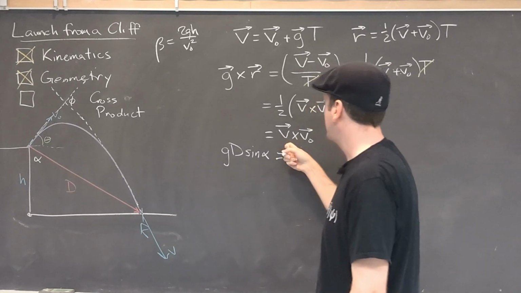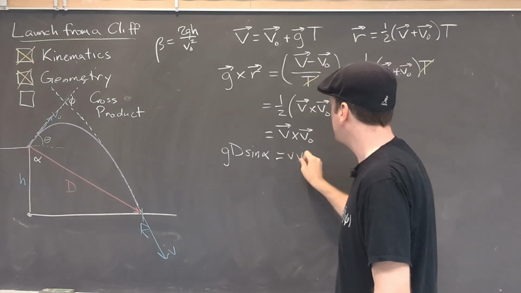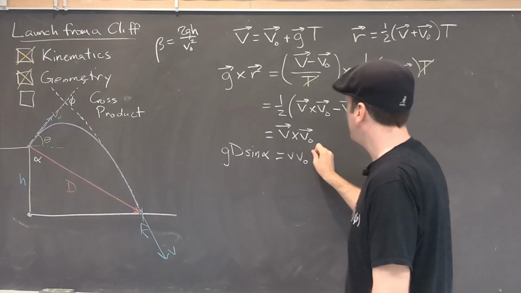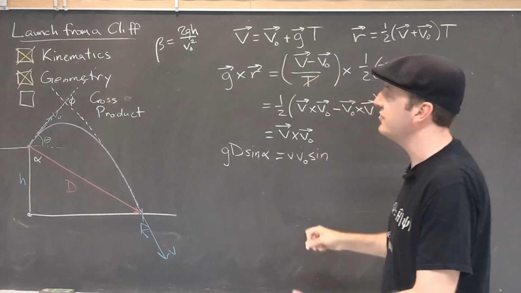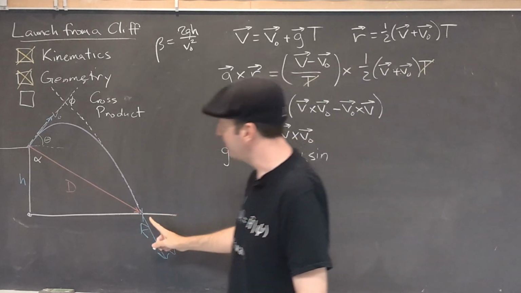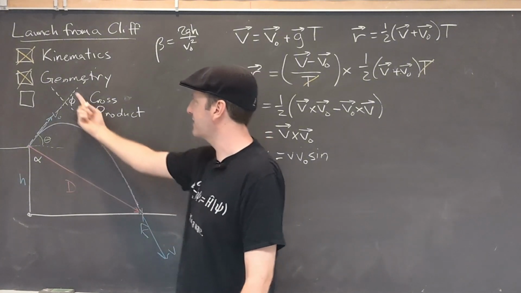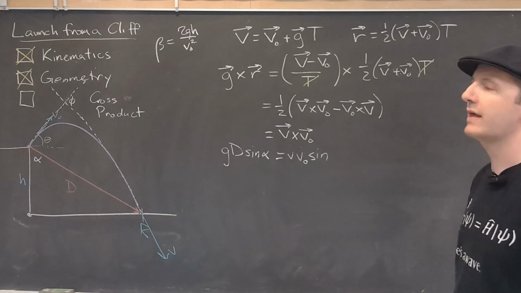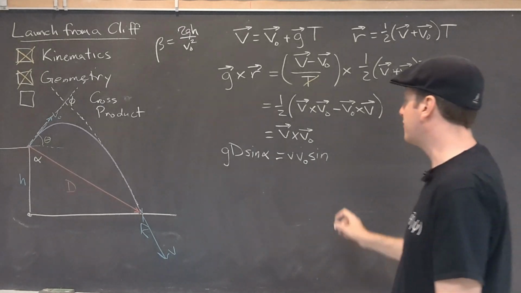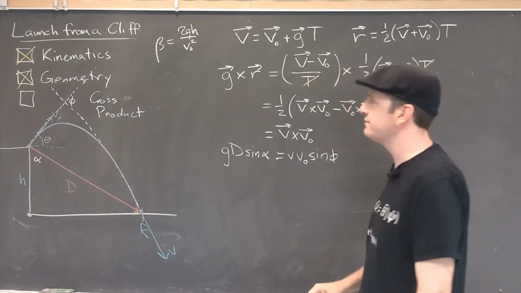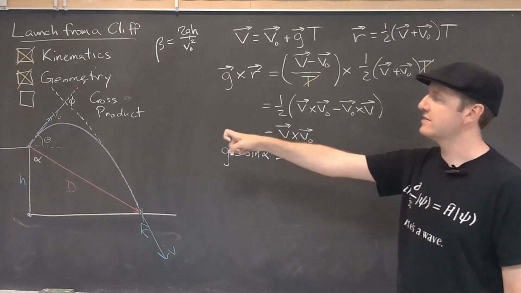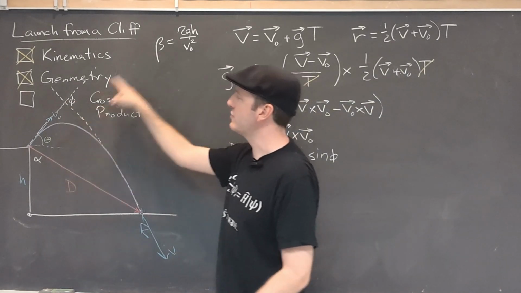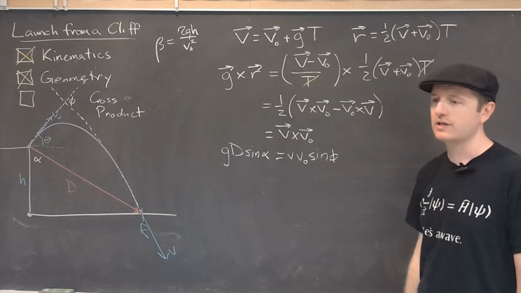On the other side of the equation, I'll get V times V naught. Those are the two magnitudes. And then I need the sine of the angle between them. Now, I crudely back extended these two rays, so we know the angle where they cross. It's the same angle that I called phi in the previous version. That's this angle up here where these two lines of action or these two rays cross.